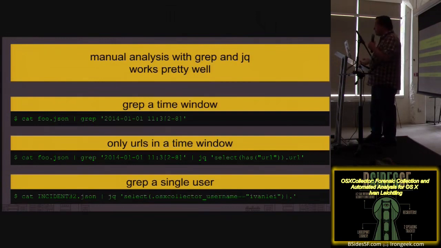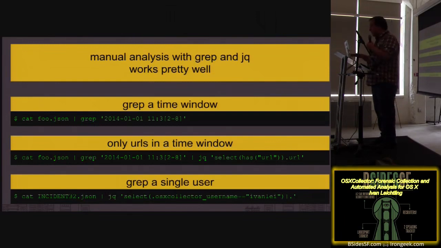Often, it's pretty explainable. You see, in the list of every application installed, an application installed that you've never heard of in that time frame. It's like, oh, I get it. That application's bad. Sometimes. We can also look at URLs in a time window.